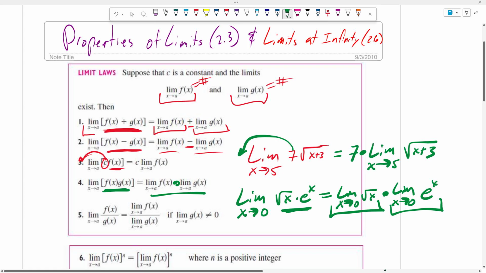The limit of the division of two functions is the division of the limits. This is only true if both of them equal some number and the bottom one does not equal 0.